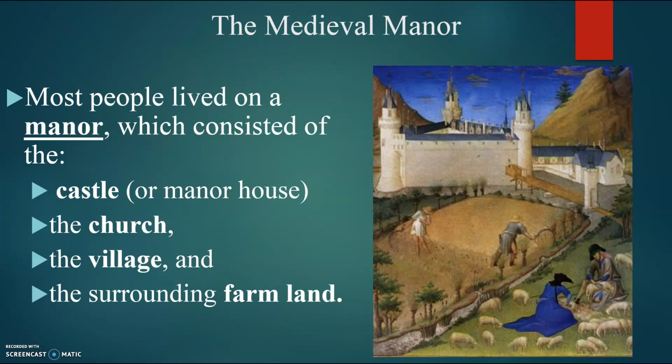What did the manor look like, though? Here again, it consisted of the castle or the manor house, the church, the village, and surrounding farmlands. So we'll see some more of these here, but the manor was the central part of their lives in many ways.